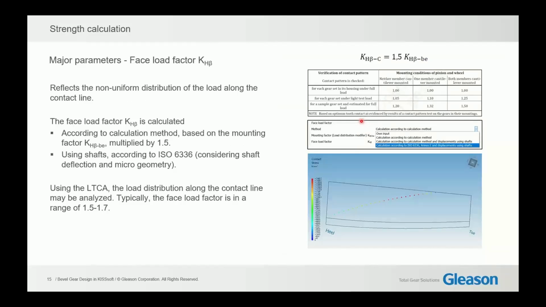The next parameter I would like to discuss is phase load factor. Phase load factor KH beta is calculated, at first glance, quite simply. It's a factor of 1.5 times the mounting factor. Mounting factor is taken from a table, and this typically results in a phase load factor for bevel gears in a range of 1.5 to 1.7.